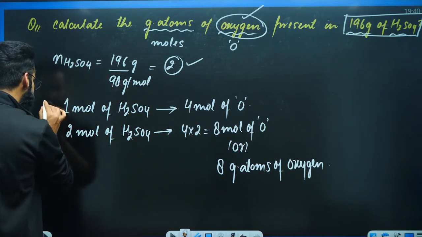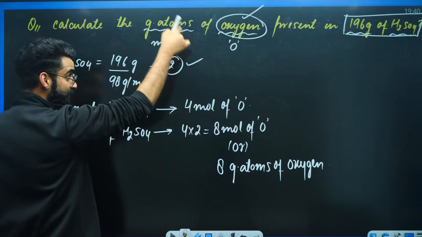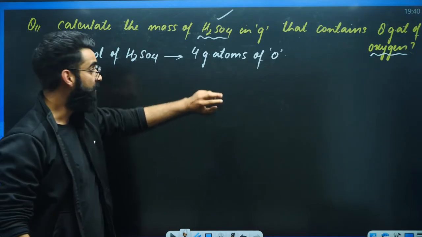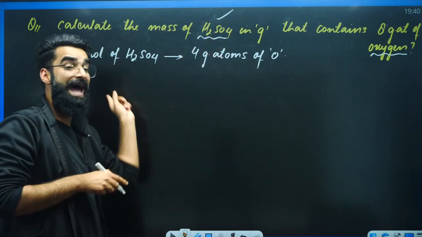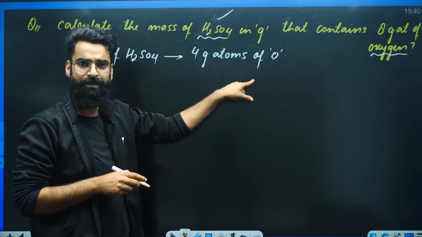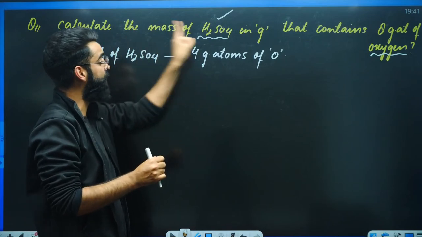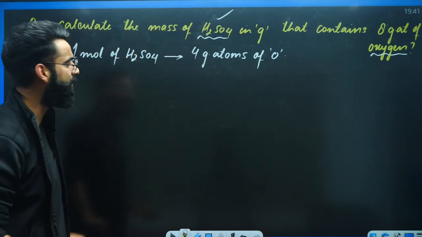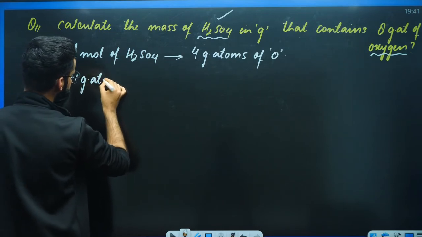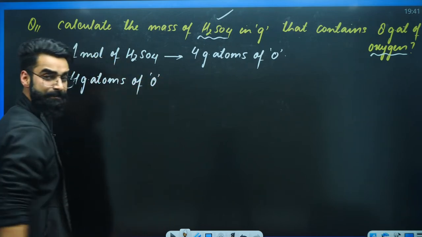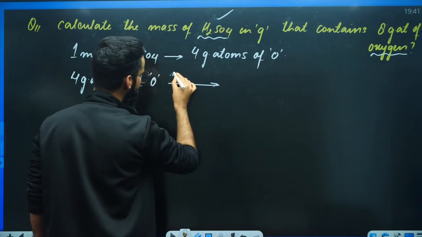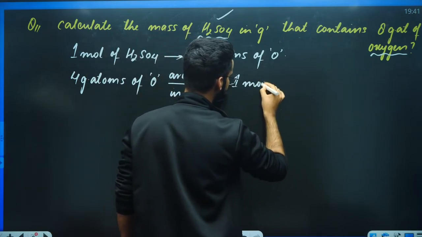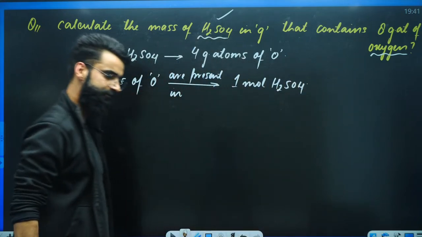The one whose data is to be calculated has to be always on the right side of this particular statement. See, in the last question we were supposed to calculate the data for oxygen, so oxygen was on the right side of the statement. In this question, we have to calculate the data for H2SO4, so H2SO4 has to be on the right side of the statement. So what should we do in order to bring H2SO4 on the right side? We have to reverse the statement. I can write the same statement in a different format. I can say 4 gram atoms of oxygen are present in 1 mole H2SO4. Correct? No issues still here?